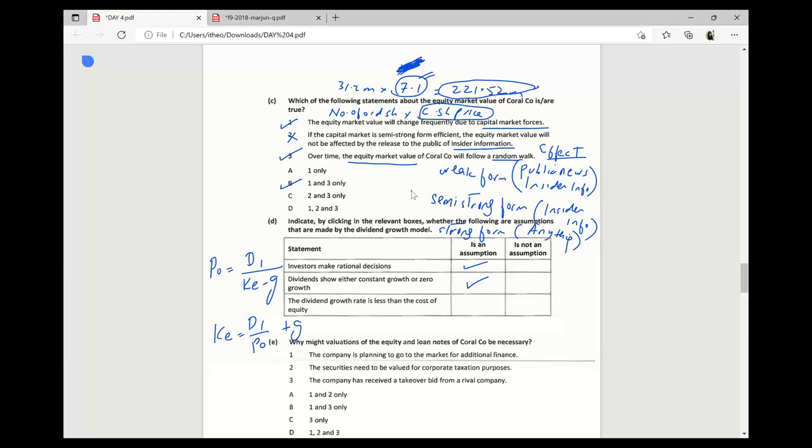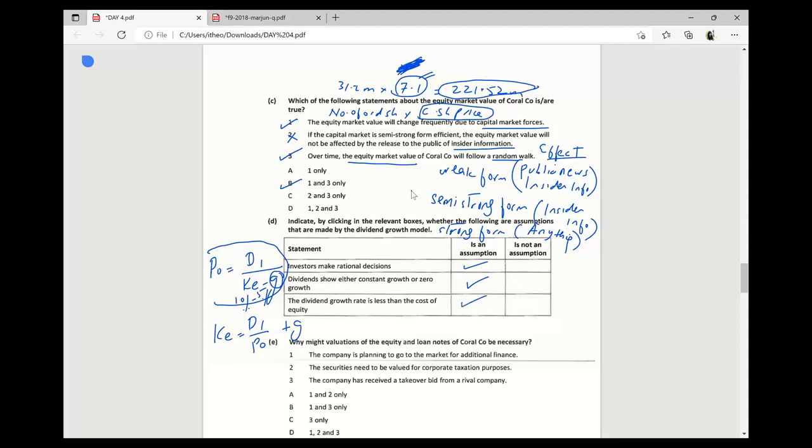And dividend growth rate is less than cost of equity. That's not written, but that's something you can get from the formula. The growth rate G has to be less than K, otherwise the answer of the denominator will come negative. If K is 10%, G has to be less than that, say 5%. Only then will the answer come positive, else the answer will become negative. So growth rate has to be less than cost of equity.